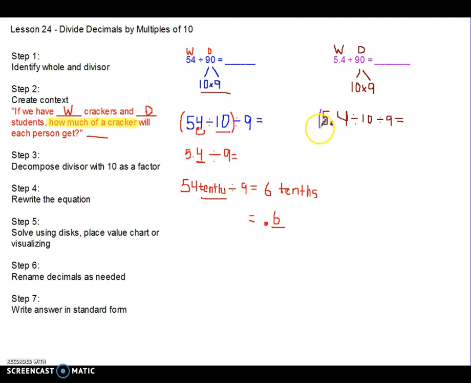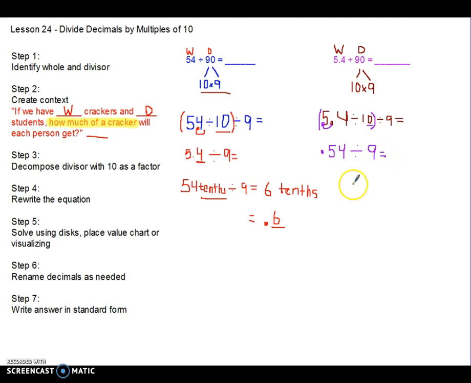I like to solve from the left to the right. So I'm going to start with 5.4 divided by 10. And you can solve using discs, you can solve with your place value chart, or you can solve by visualizing the movement of the decimal. I'm going to do visualizing. I know I'm going to move my decimal one place value because I'm dividing by 10, and I'm going to move it to the left because I'm dividing. So 5.4 divided by 10 would be 0.54, or 54 hundredths. And then I bring down that 9 to continue my division problem.